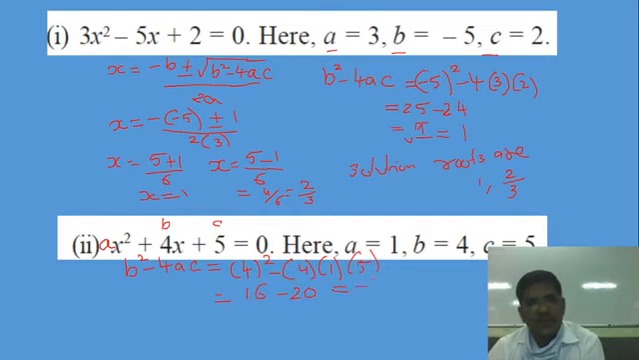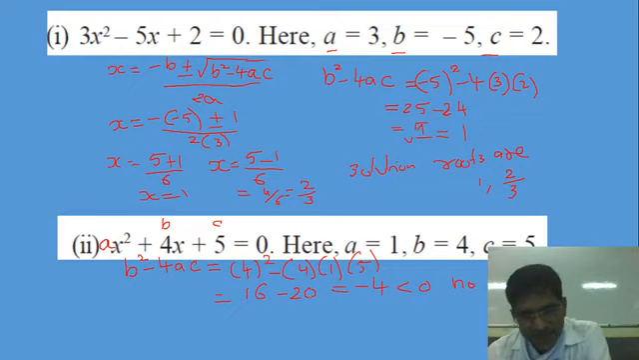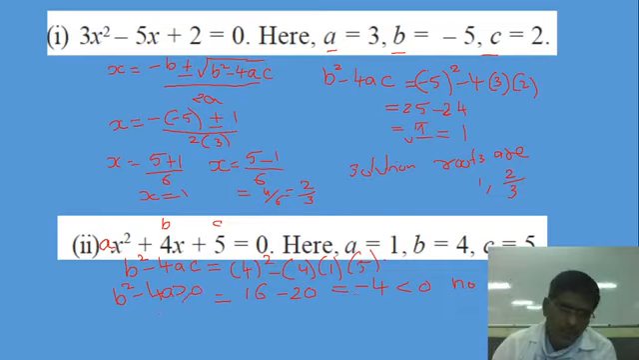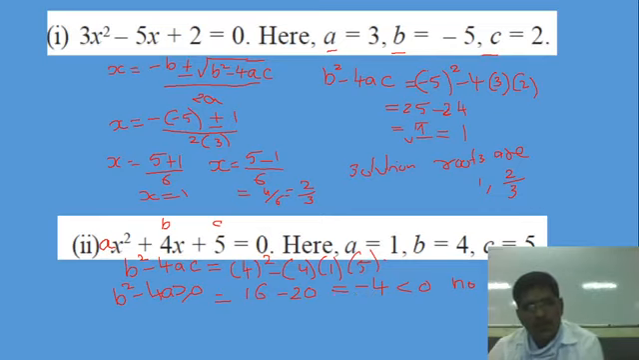So minus 4 is less than 0. So it has no roots because of the negative sign. B square minus 4ac is less than 0, so we cannot say it has roots. If it is greater than or equal to 0, then we can say yes. But here by putting the values of a, b, c, we get minus 4. So we have to say no roots.